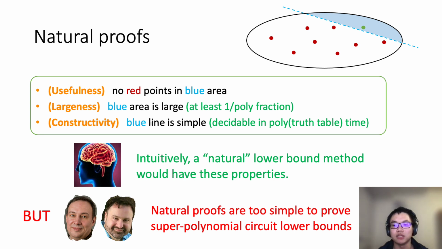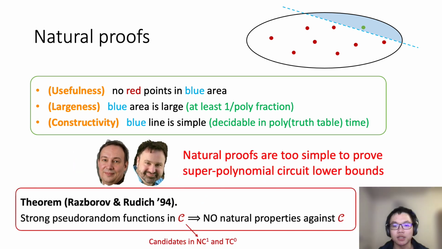To be more specific, they show that if strong pseudo-random functions can be computable in C, then there are no natural properties useful against C. And we believe such strong pseudo-random functions to exist in very weak circuit classes such as formulas or even TC0. So this means that if we wish to prove superpolynomial size lower bounds for even such weak circuit classes, we will need to use some non-natural techniques.